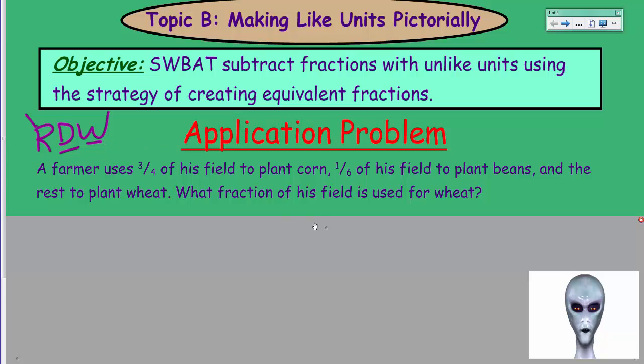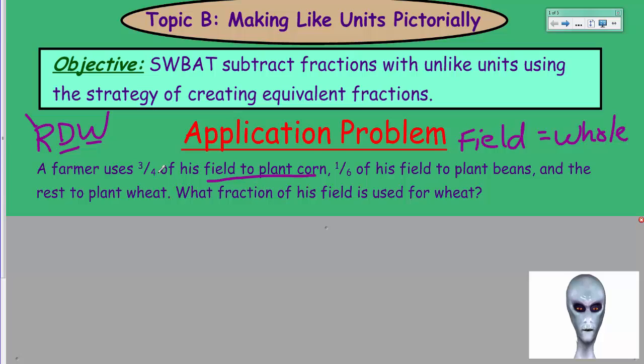And so, with that being said, this is something that I want to make sure I take special time to read and reread. Again, in this problem it gives us the actual fraction of the field for each item. But something we need to keep in mind here is, remember, the field is going to be our whole, if you will. He only has one field.